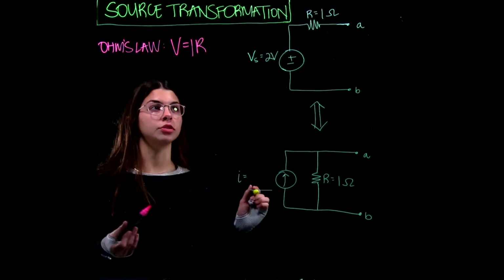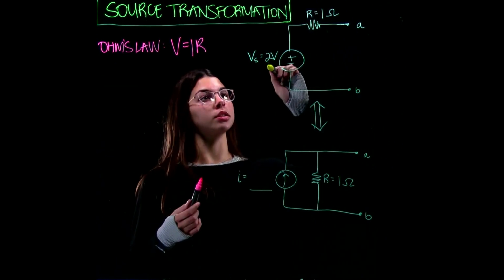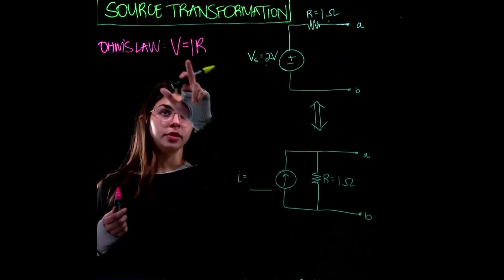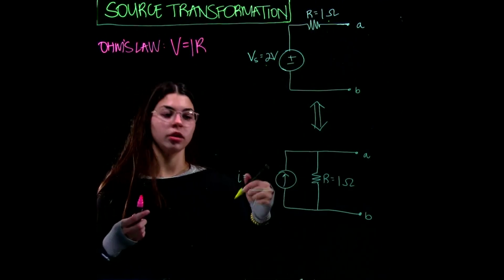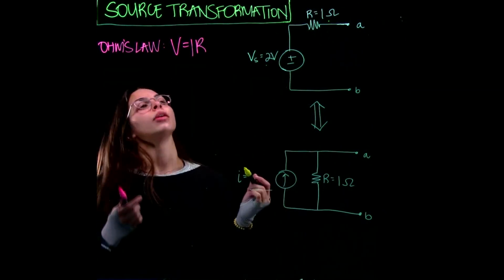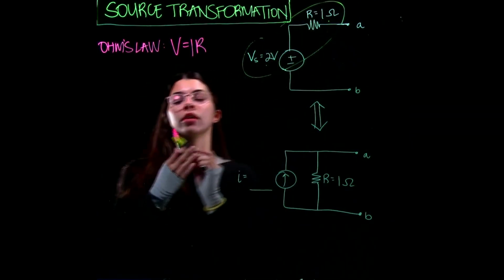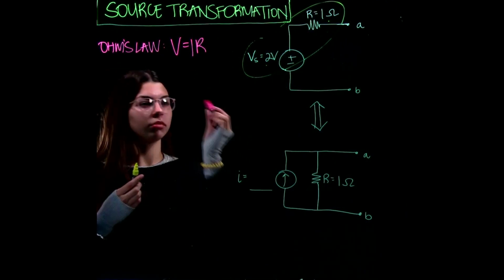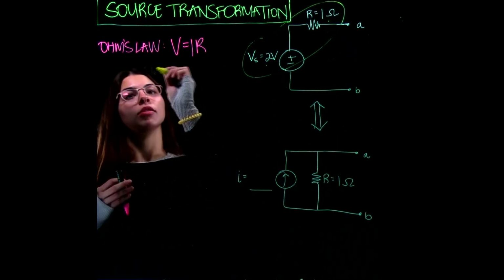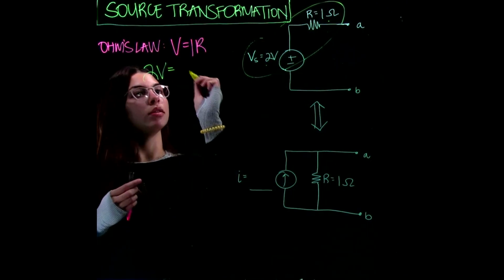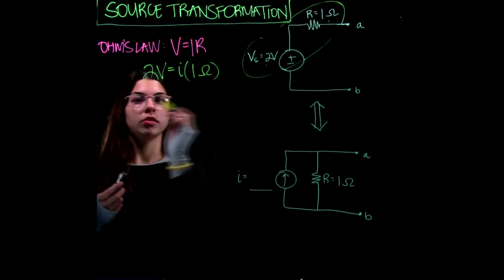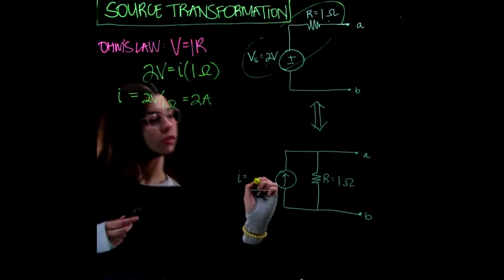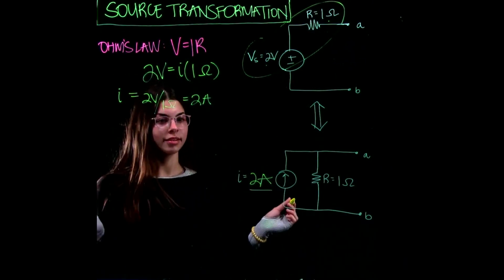So this is a simple example of a source transformation. The important thing to note is that this voltage source is in series with this resistor, and then during the source transformation we use V equals IR to find an equivalent current source that is in parallel with the same resistor. So we take these values here and we apply them to our equation. So we have 2 volts is equal to I times 1 ohm. And so you get I equals 2 volts over 1 ohm is equal to 2 amps. And so this value is 2 amps, and that's our source transformation.